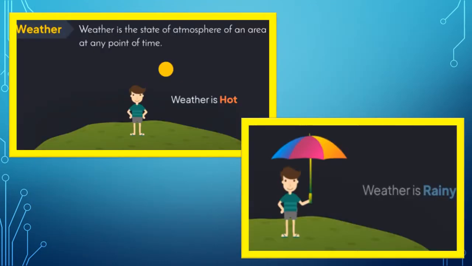So now look at this figure. You see right now this boy is feeling very hot because the direct rays of the sun are very hot, so he'll say the weather is very hot. Within a few hours he'll see dark clouds have gathered, so he takes out his umbrella and we say the weather is rainy.